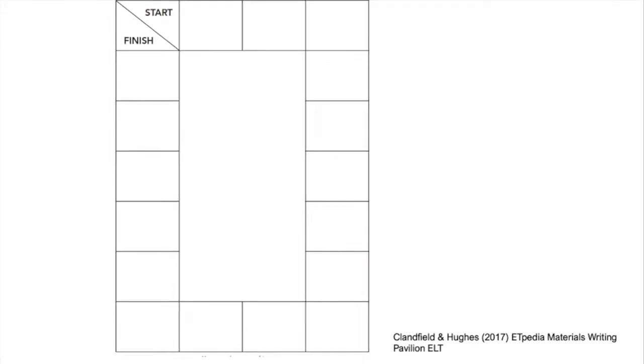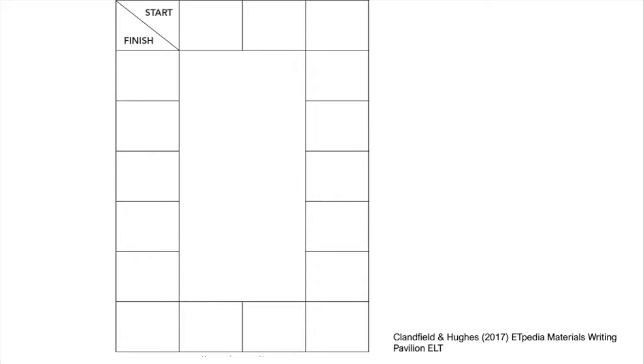Then they can either roll dice. Here's one problem: you need to remember to tell students to bring dice into class. Or they have a coin and they toss it. If it lands on heads, they move 2 squares. If they land on tails, they move 1 square. And they move around the board, and then the student gets to finish.